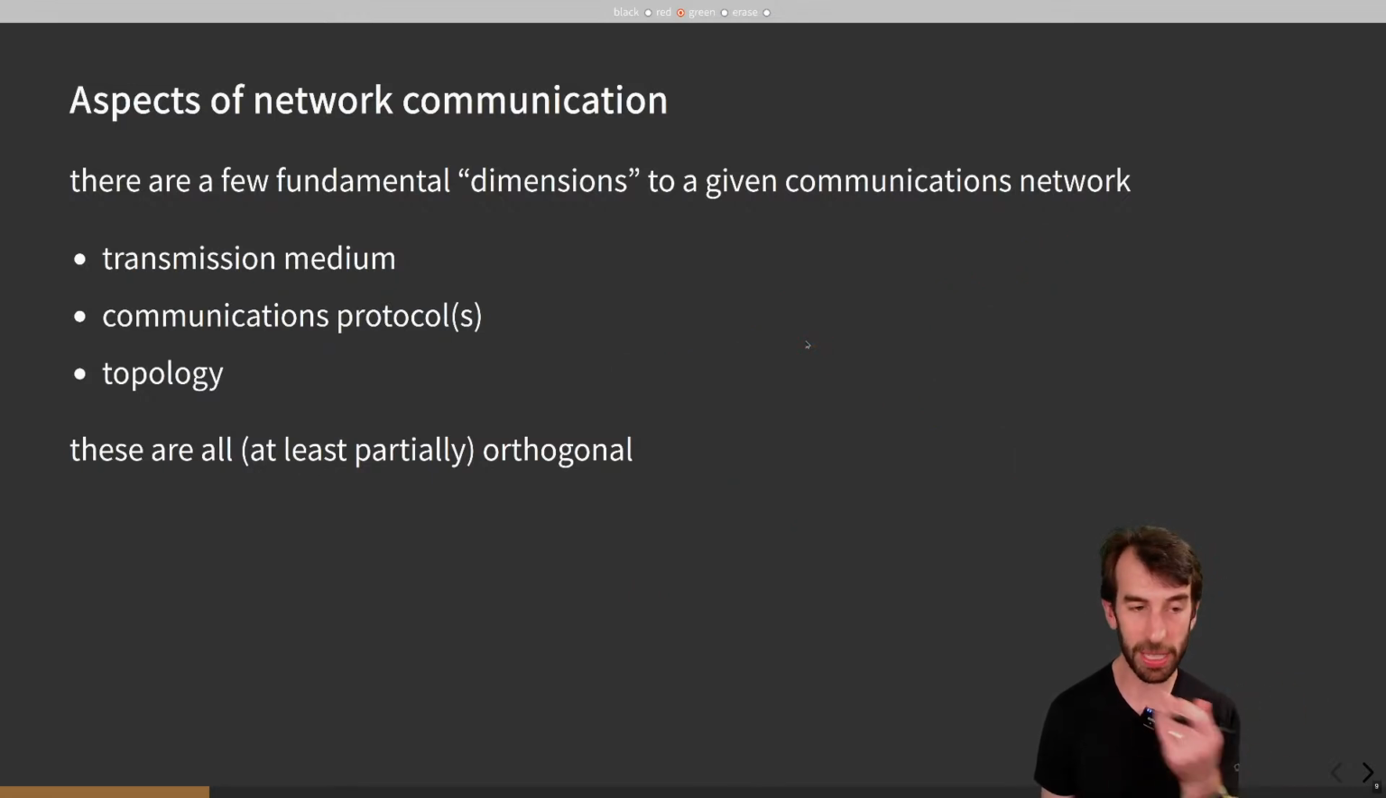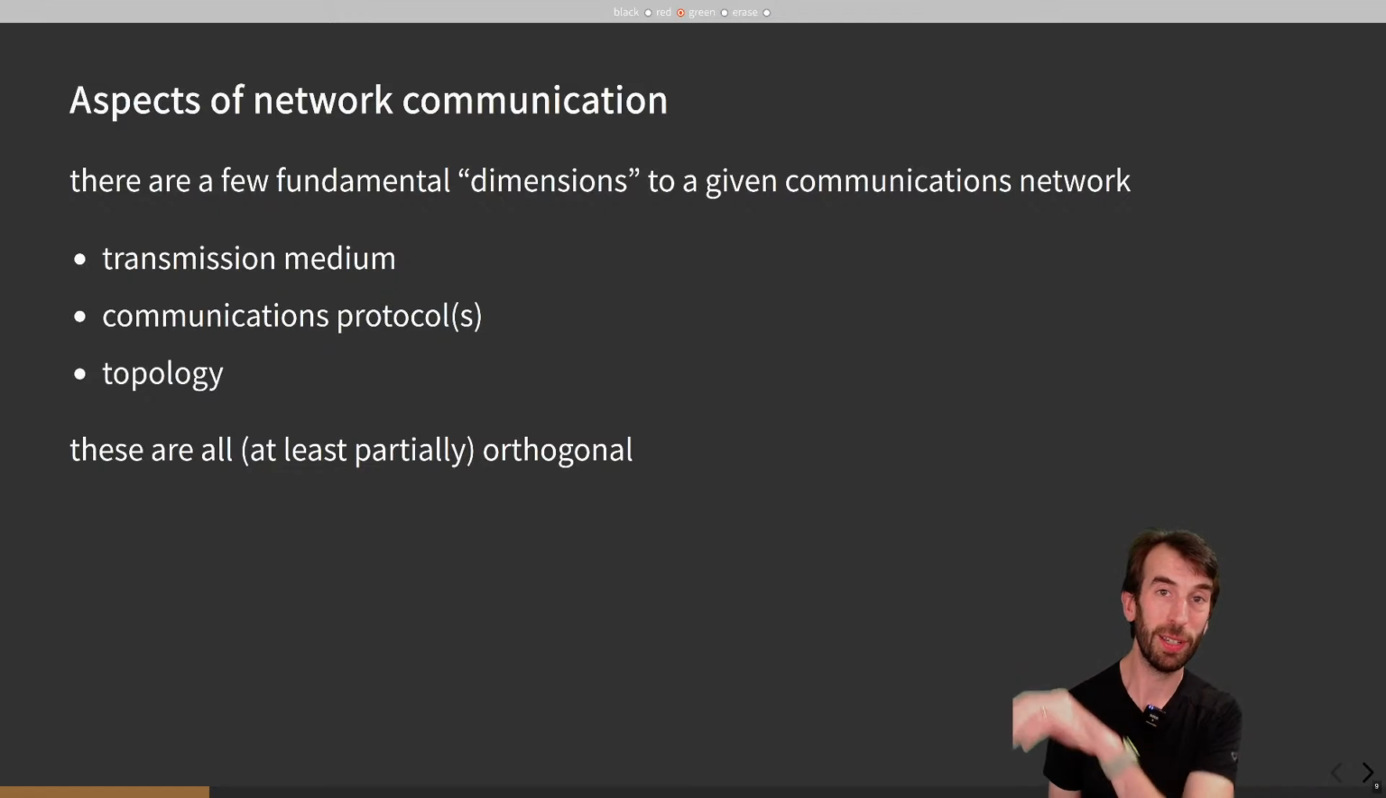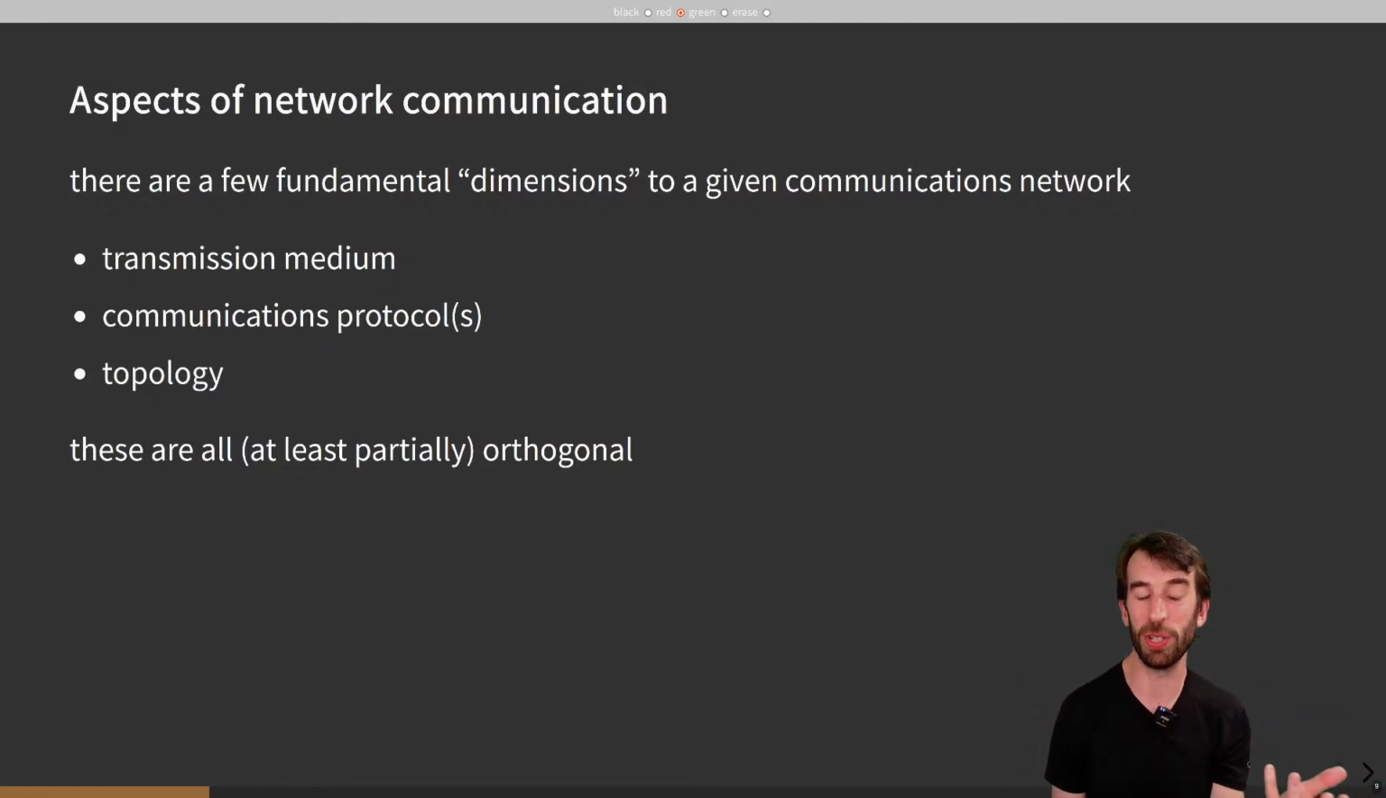So these 3 concepts, and we'll talk about a few more concepts shortly, are all partly orthogonal, or independent concepts. So when we talk about networks, you might have multiple different transmission mediums and one topology that would work. You could have the same topology on those different transmission mediums. It's not like one transmission medium always has to have the same topology.